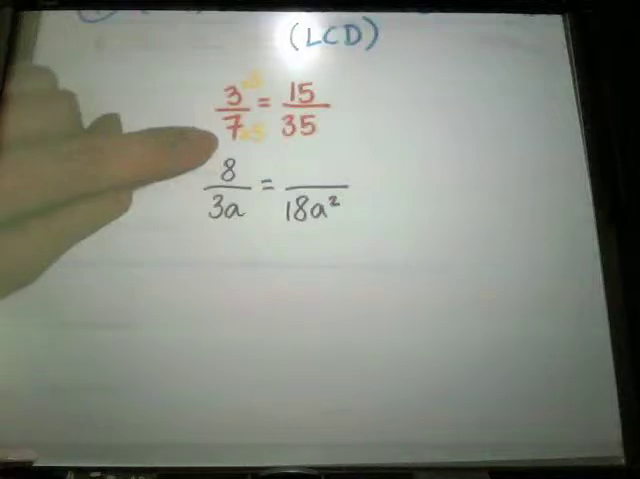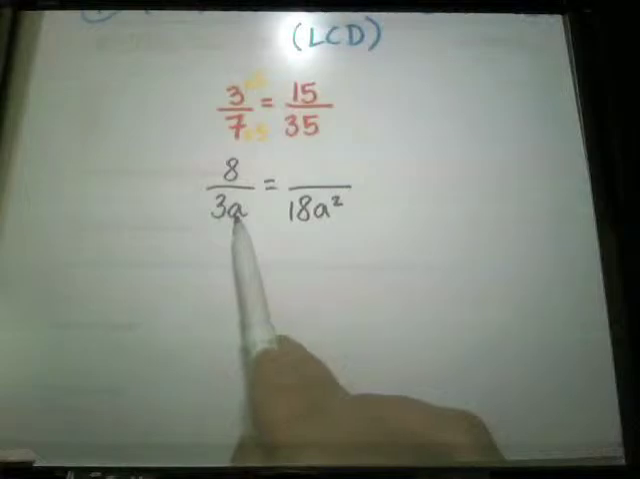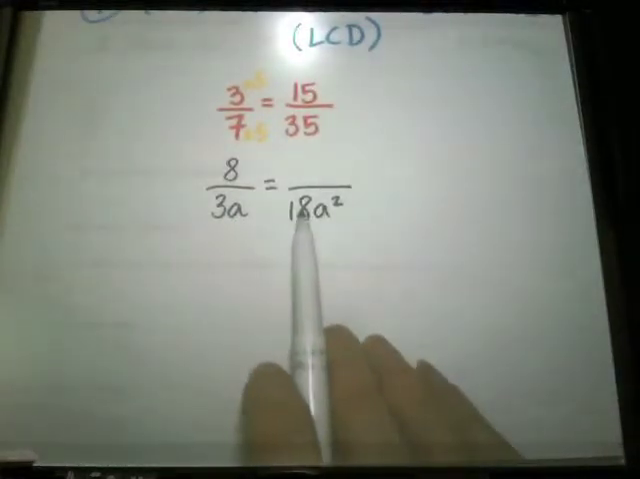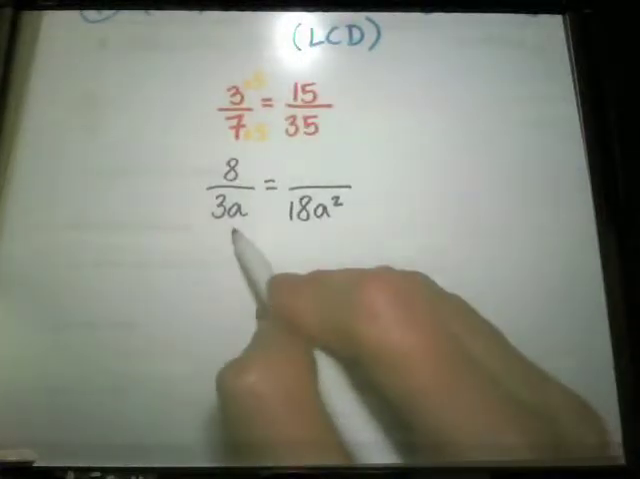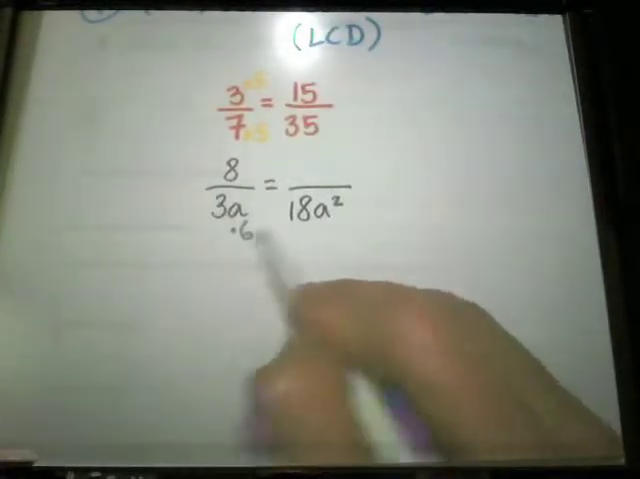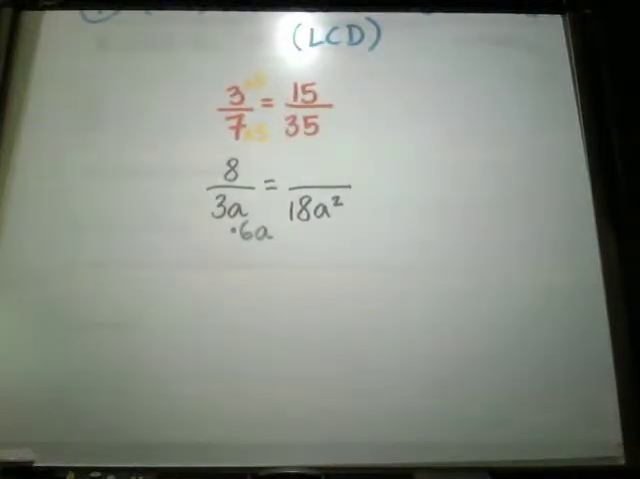But what we're thinking to ourselves is, what did I multiply 7 by to get it to be a 35? Oh, I multiplied it by 5. So let's try the same thing down here. What would I need to multiply 3a by to get it to become 18a squared? Carissa? 6a. Times 6, good. 3 times 6 to make the 18. And to get from a to a squared, times another a.